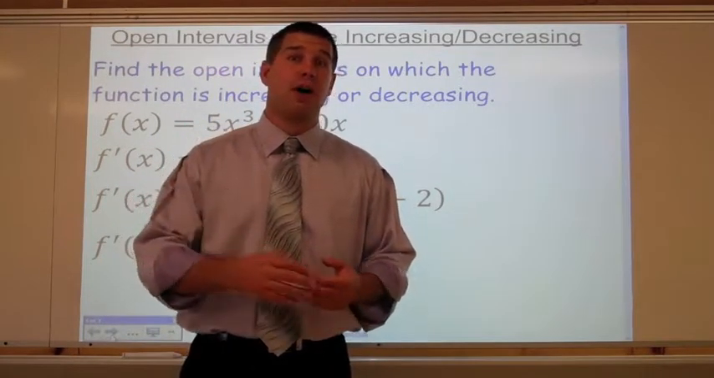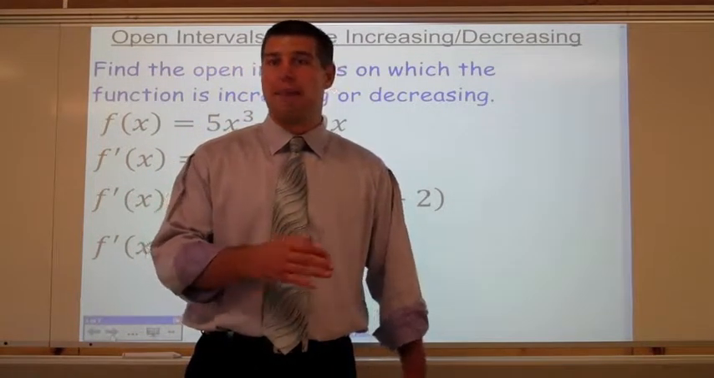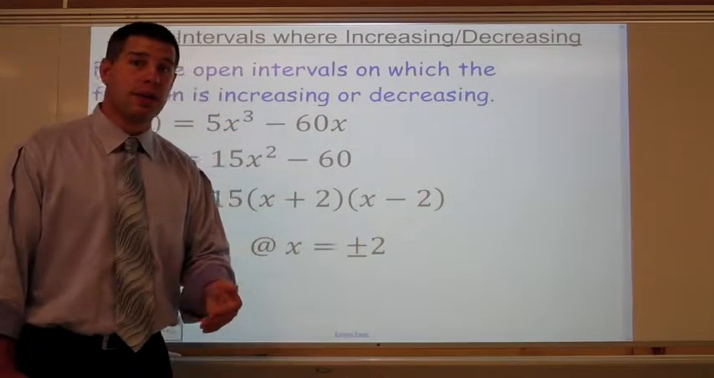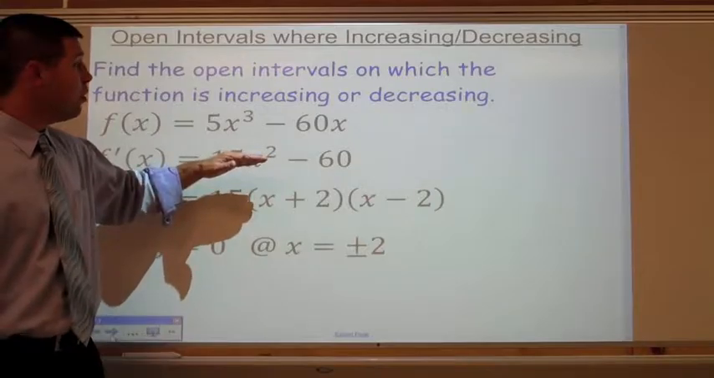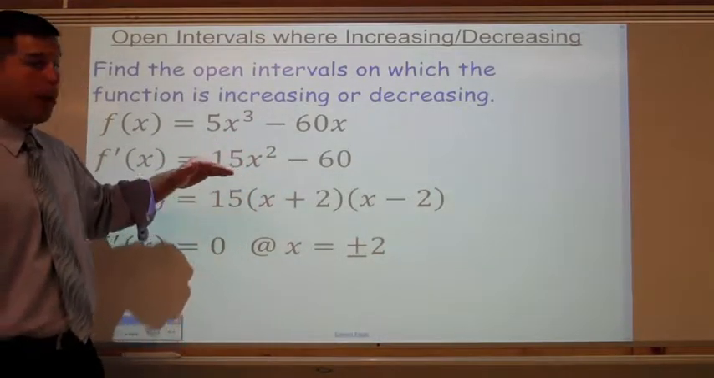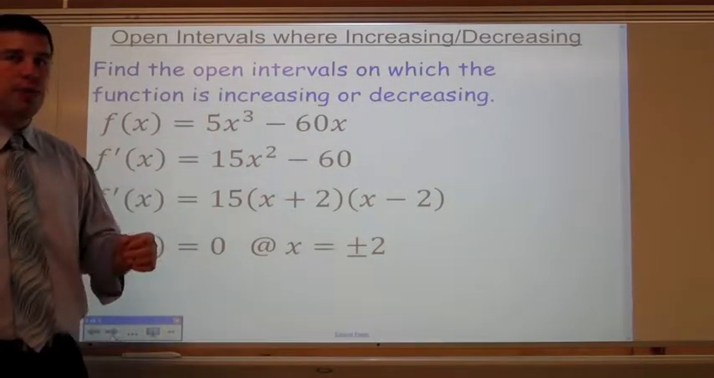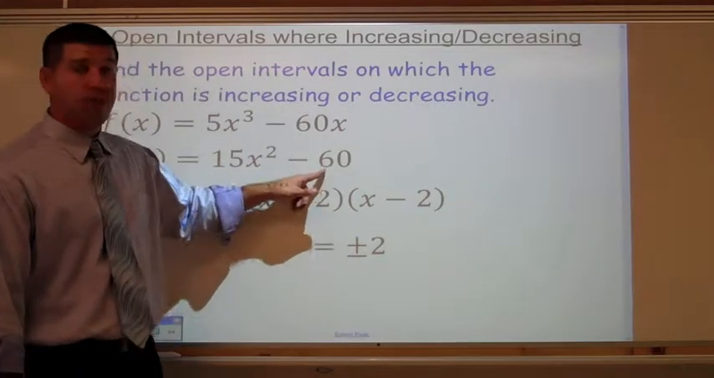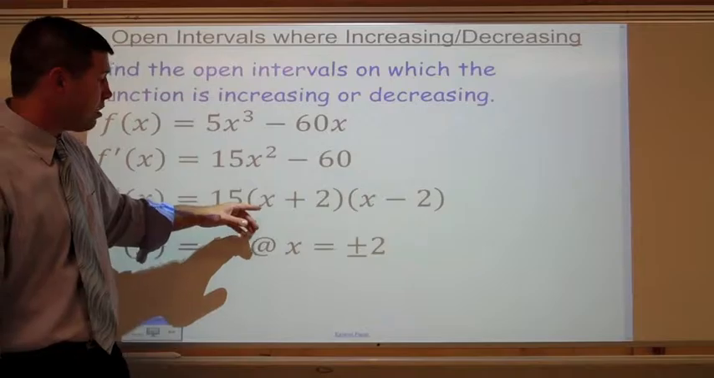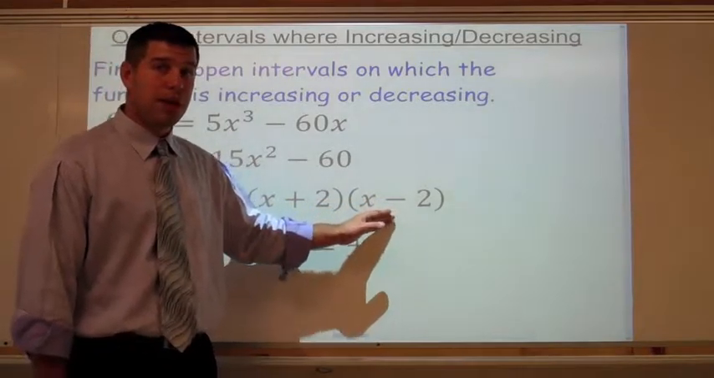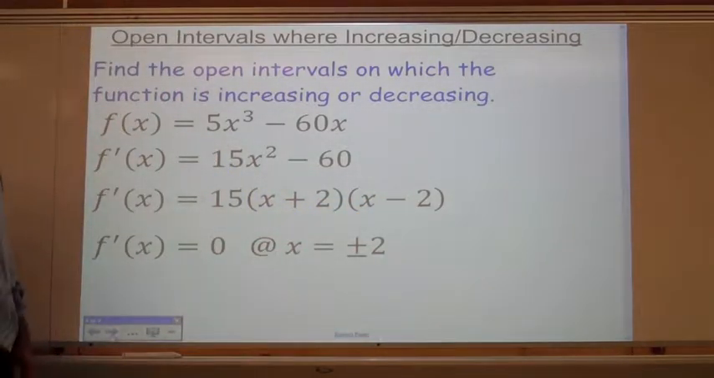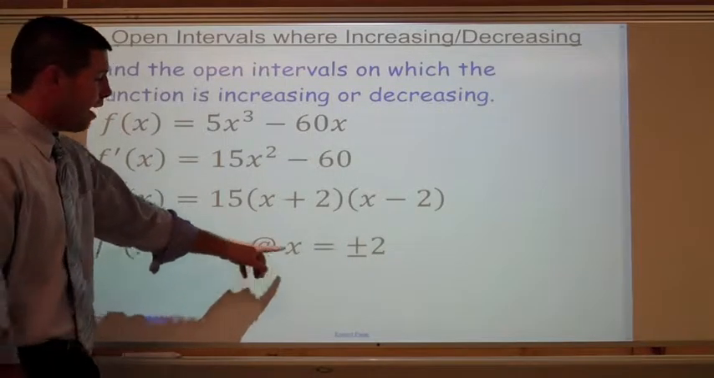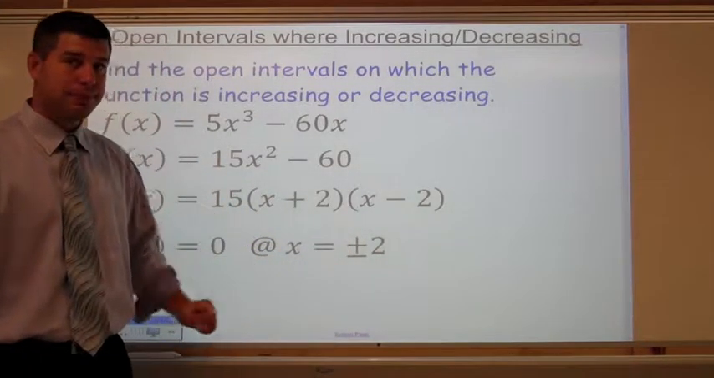If it's a rational function or a radical function, it can be undefined in certain areas. This power function will never be undefined. The derivative will never be undefined. So it's differentiable everywhere. So we just have to worry about where the derivative equals 0. So I factor out a 15. You're left with x squared minus 4. Use the difference of squares to make that x plus 2 times x minus 2. Therefore, your critical numbers: f prime of x equals 0 at x equals plus and minus 2.